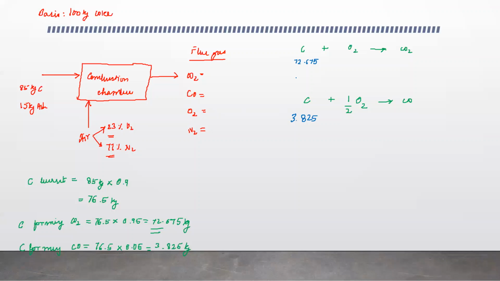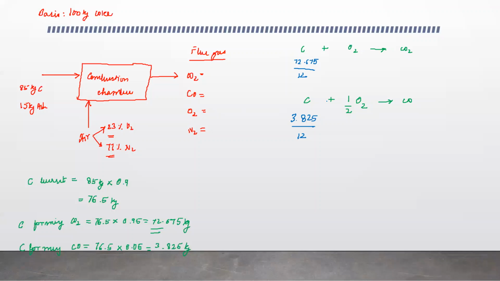Now, when we are using all these concepts in stoichiometry, we have to make sure that we get the moles. So we are going to divide it by 12. So we have 72.675 by 12 kilomoles of carbon that are there to form carbon dioxide, and we have 3.825 by 12 kilomoles of carbon that are forming carbon monoxide. All right, so that's what we have with us for now.